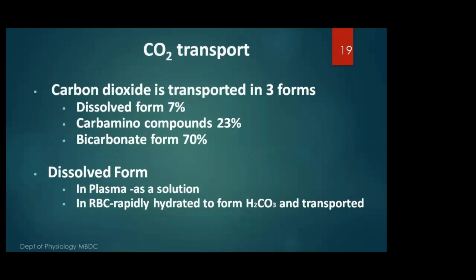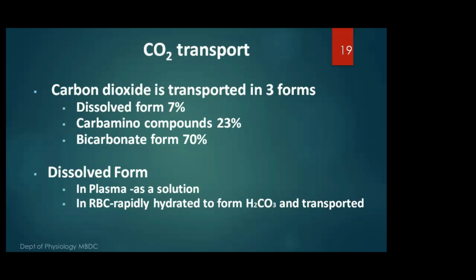Transport of carbon dioxide in the blood. Carbon dioxide is transported in three forms. First is the dissolved form, that is 7%, in the form of carbamino compounds, that is 23%, and in the form of bicarbonate, 70%. Dissolved form. The carbon dioxide is dissolved in the plasma as a solution, and that can be transported.